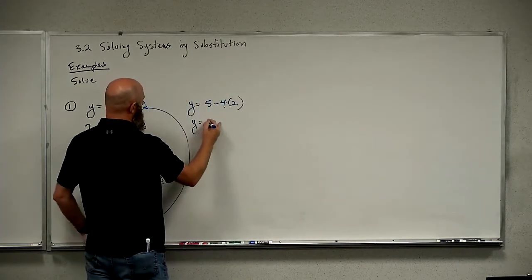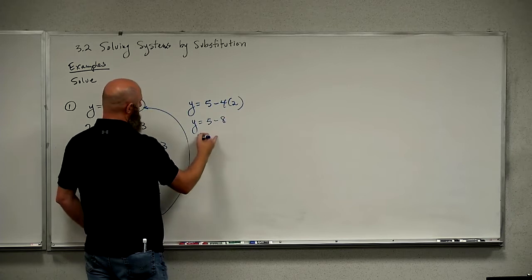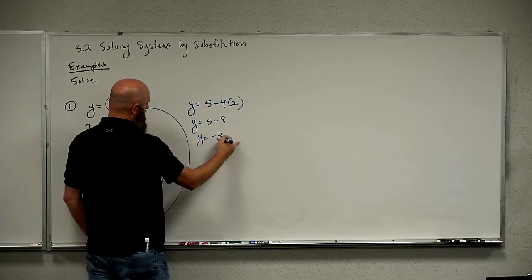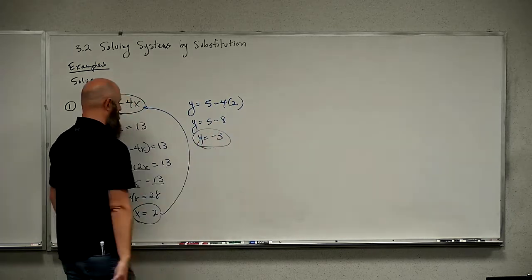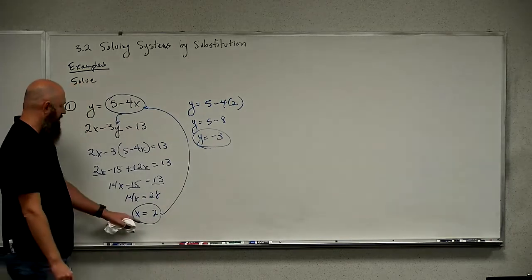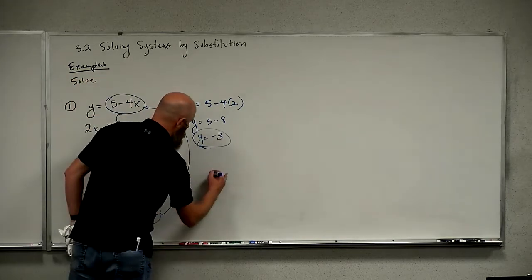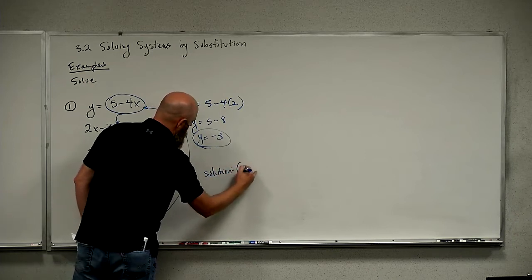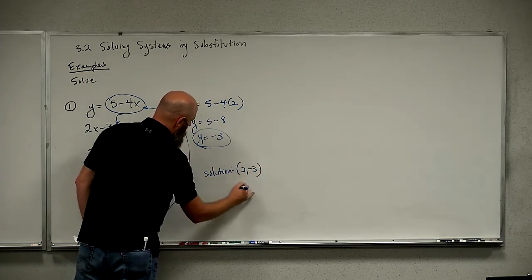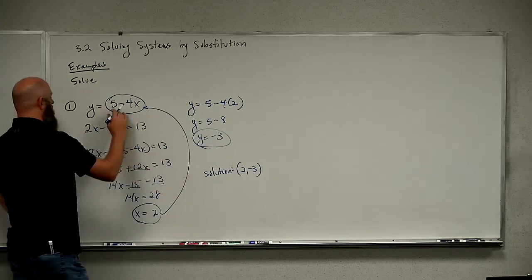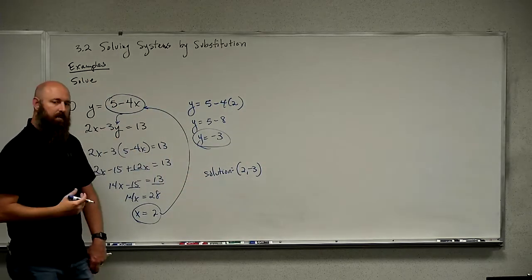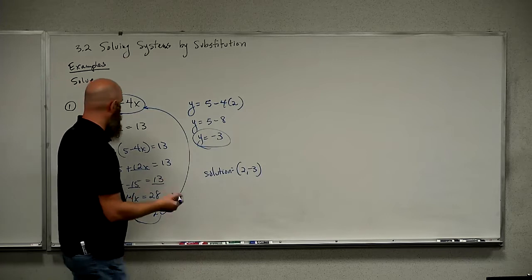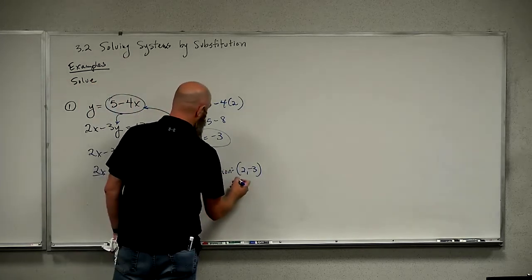Okay, so y equals 5 minus 8. So y equals negative 3. Okay, so now we have x and y. So that's my solution: 2, negative 3. We can always check it if we wanted to, plug it back into both equations and make sure it works. And you'll see here that it does.